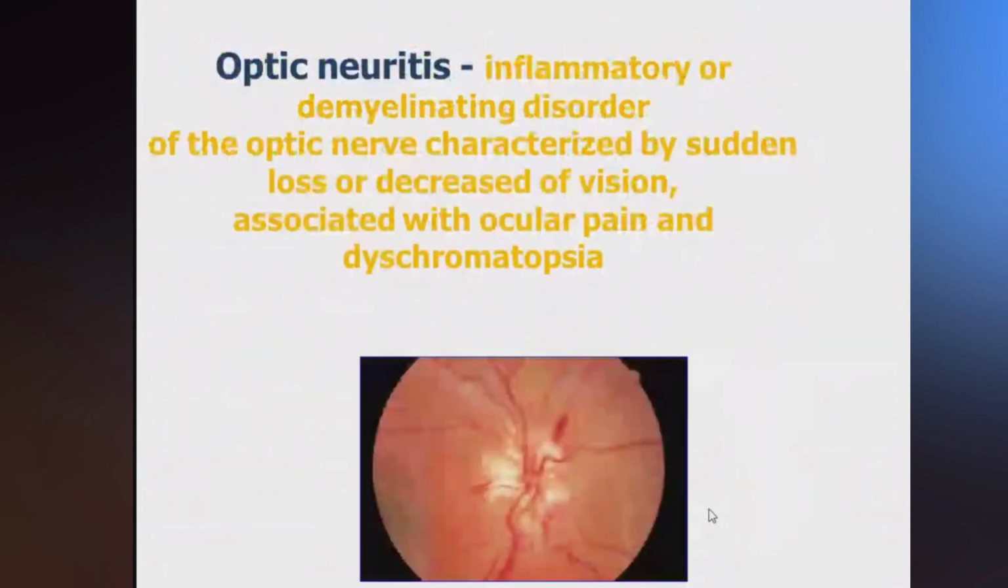Now we start to speak about optic neuritis. Optic neuritis is an inflammatory disease of the optic nerve. Optic neuritis is characterized by sudden loss or decrease of vision, associated with ocular pain and dyschromatopsia.